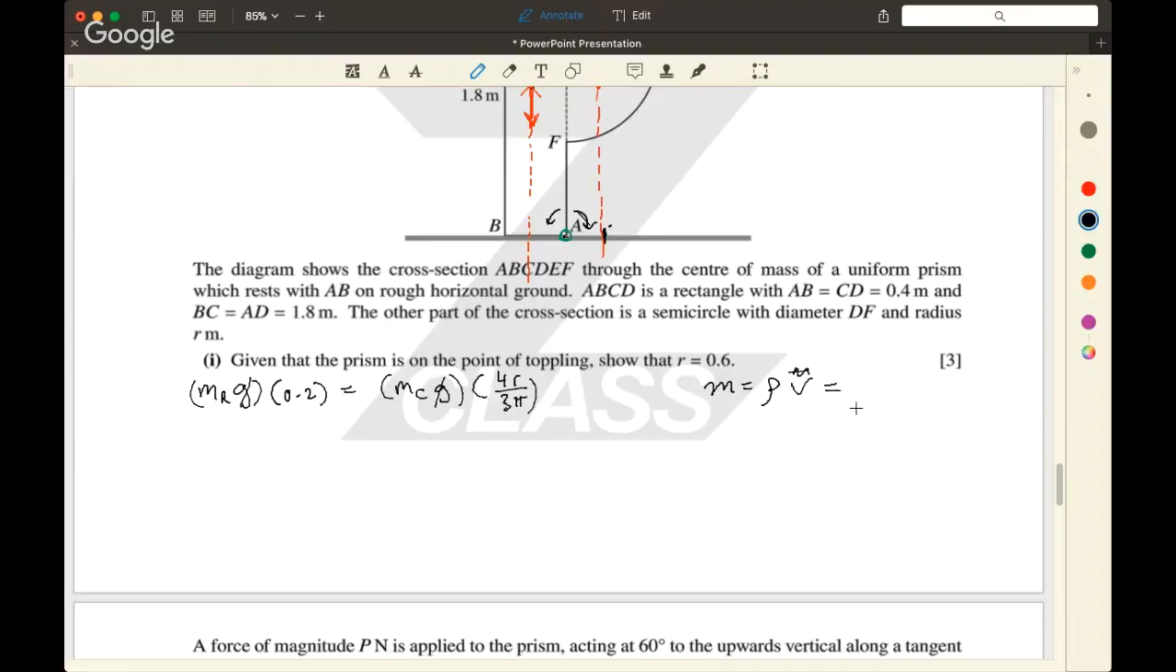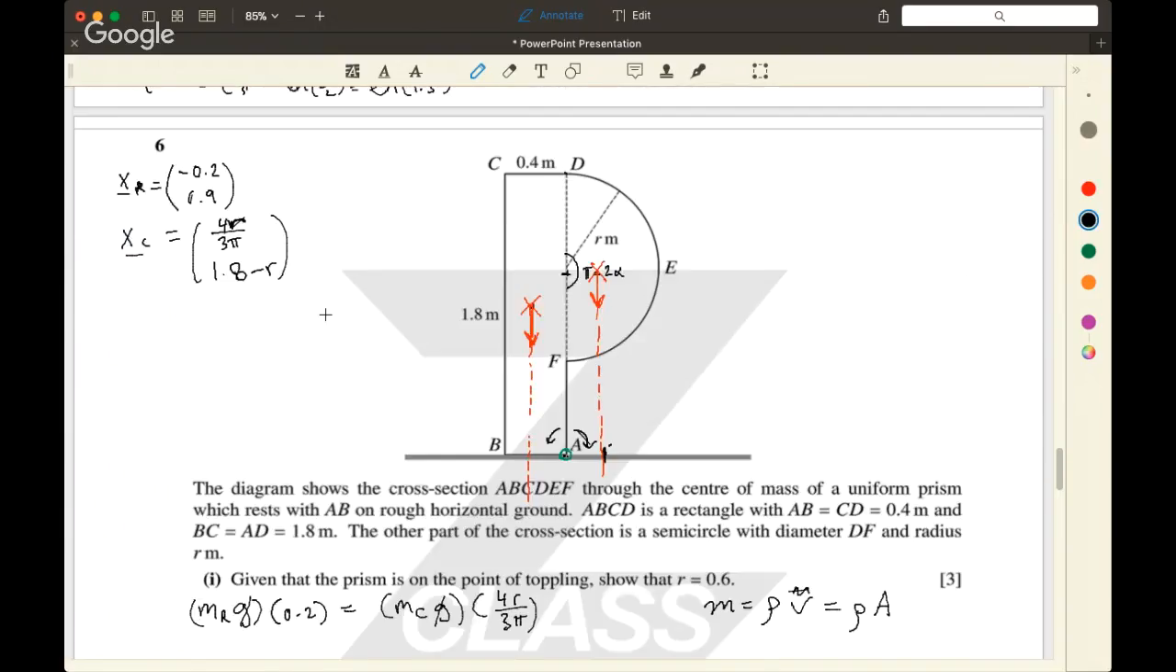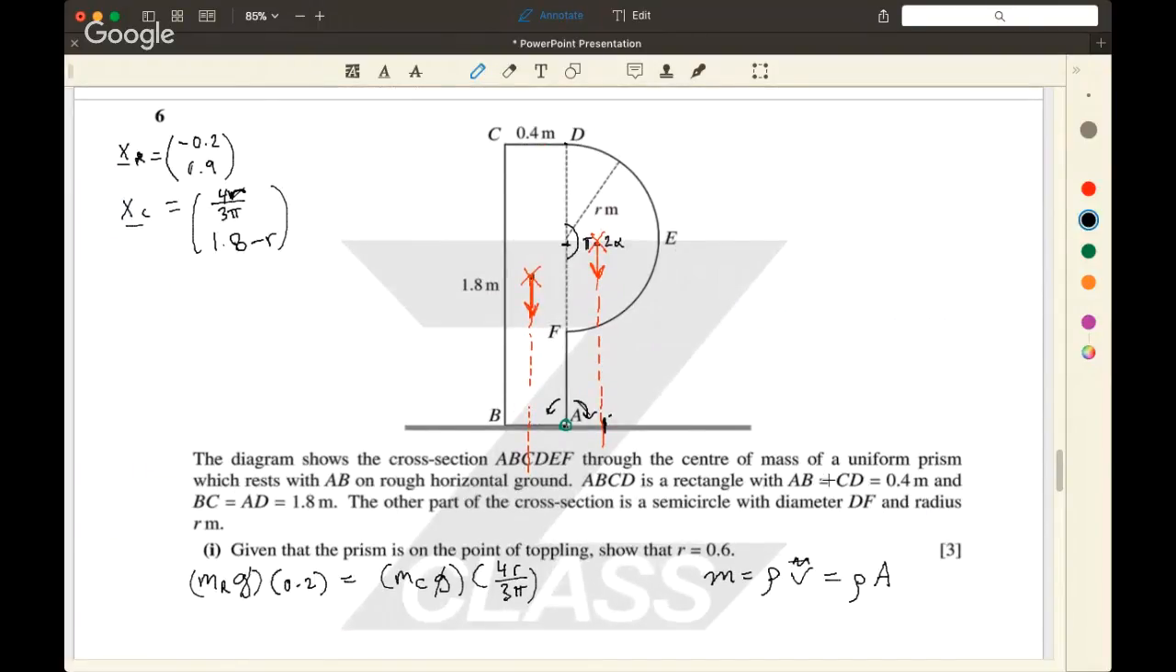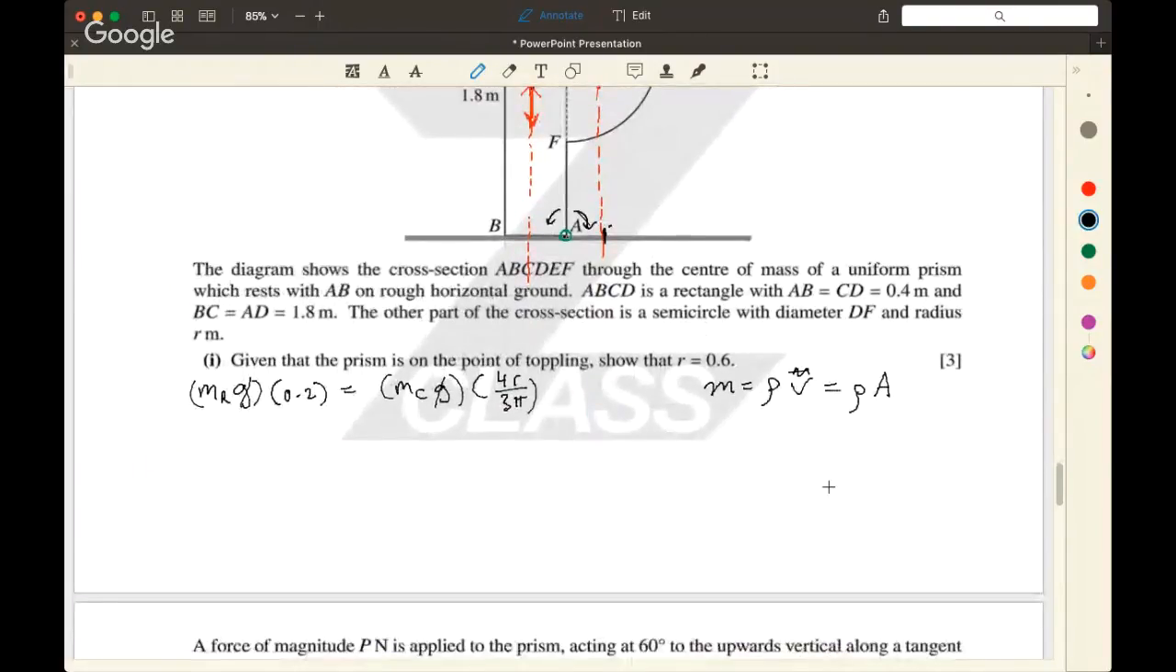Or in this case, we can just say a density times an area, because we're only looking at one slice. So we can just pretend we're a unit depth prism, and we can write this in terms of rho, and then rho will appear on both sides because they're made of the same material. So we're just left with the area. So it's area of the rectangle times 0.2 is equal to area of the semicircle times 4r over 3 pi.